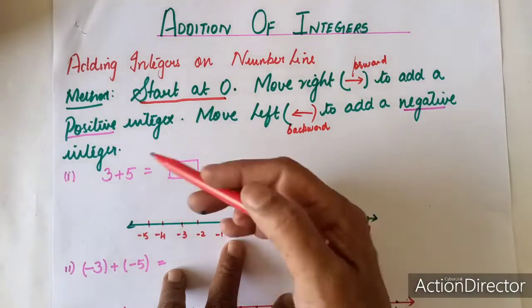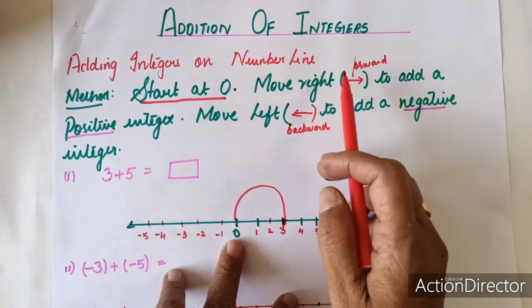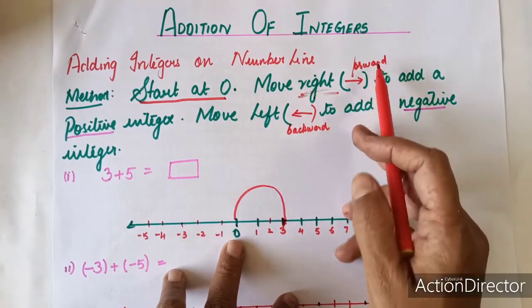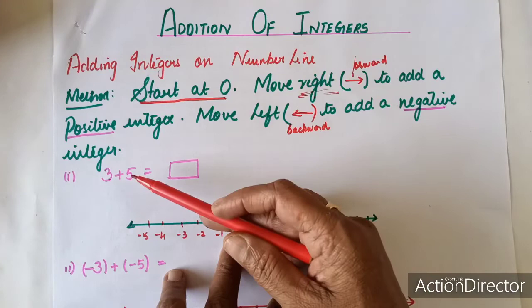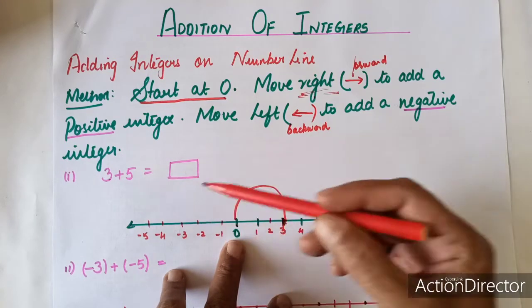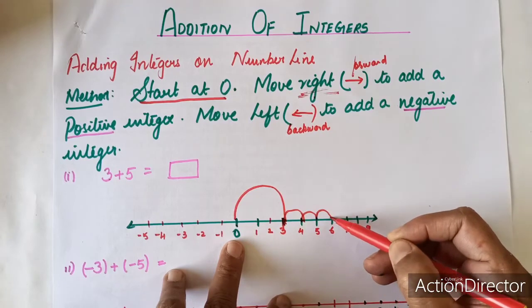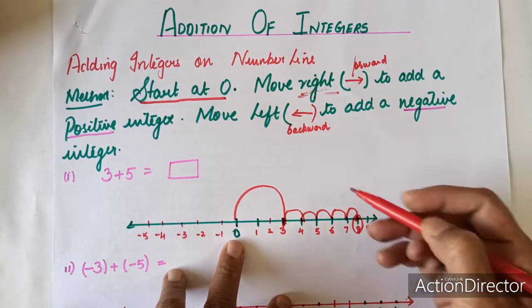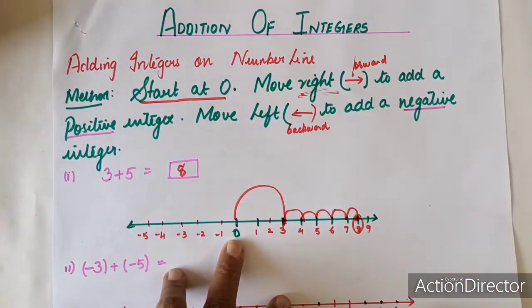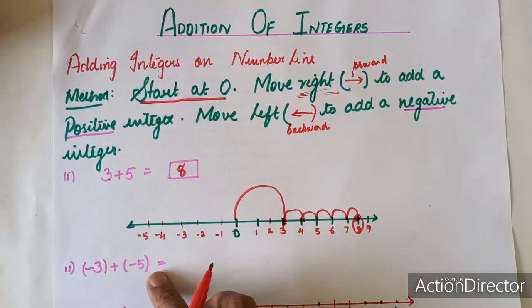0 to 3. Now, what is the next integer? Plus 5. Plus means, I said, you have to move right or move forward. From here we are going to move forward. How many steps forward? 5 steps forward. So it will be 1, 2, 3, 4, 5. So this is my final answer. My answer is 8.